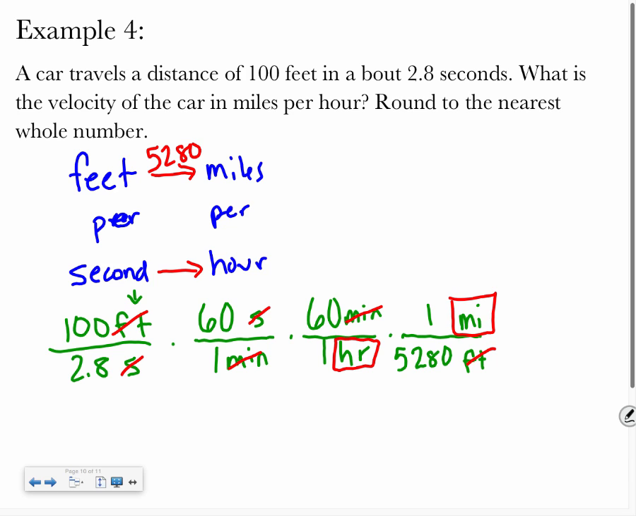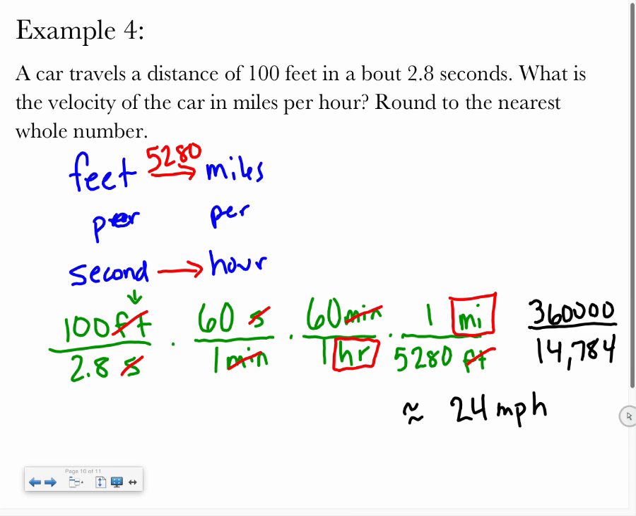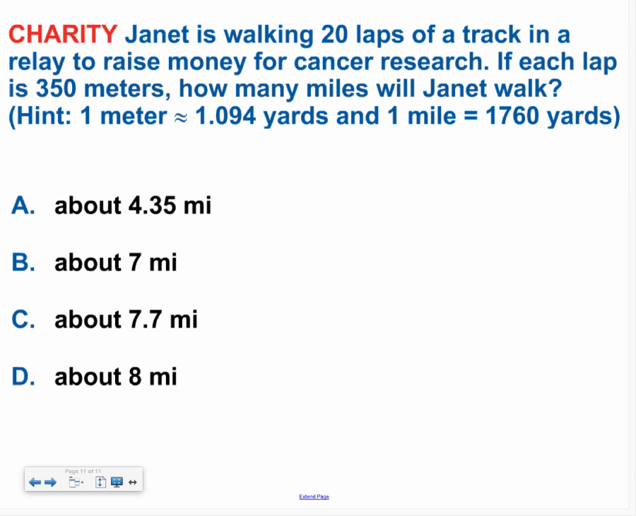So all we have to do is multiply across. If we multiply across, we are left with 360,000 over 14,784. And if we divide that, we end up with our nearest whole number is 24, or about 24 miles per hour. Okay? Go ahead and try this last example on your own and see how you do. Hopefully you ended up with about 4.35 miles. If not, be sure to ask for help.